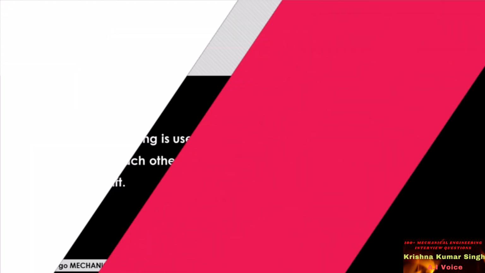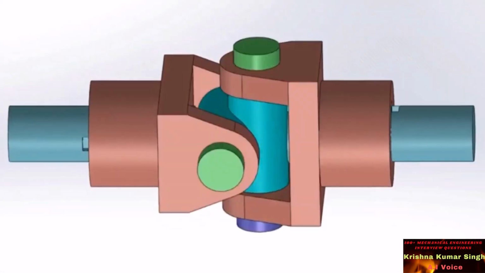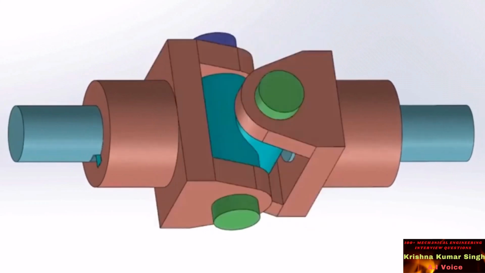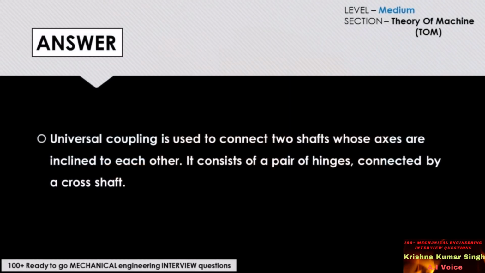The answer to this question would be, universal coupling is used to connect two shafts whose axes are inclined to each other. It consists of a pair of hinges connected by a cross shaft.